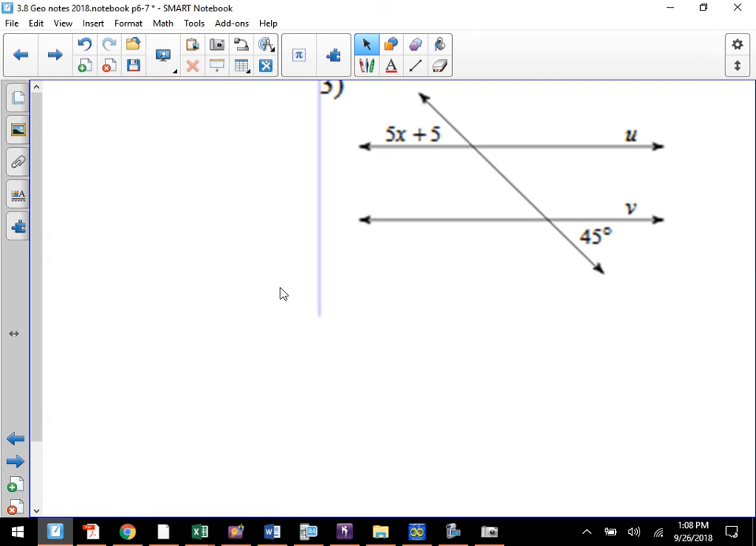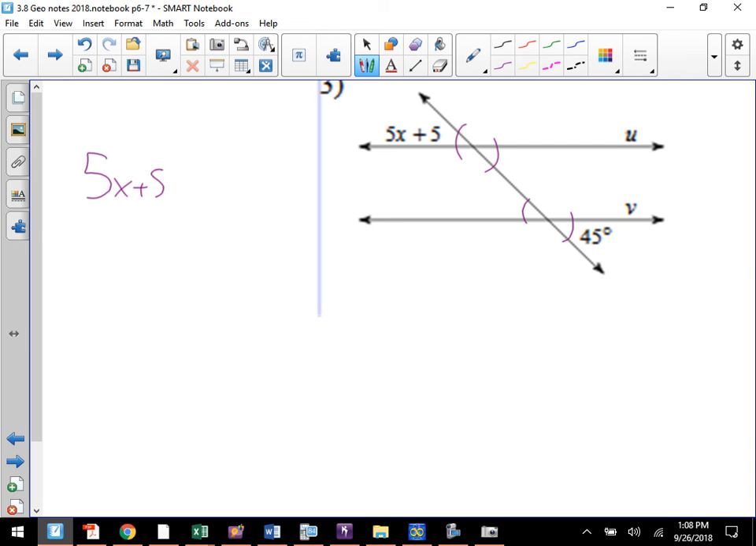So here, what most of you guys have done is you just follow your tick marks. Did they match? Yeah. They matched up, which means they have to be equal. So you'd set them equal. 5x plus 5, 45. What's the angle pair? Outside, opposite sides. Outside. Alternate exterior angles.